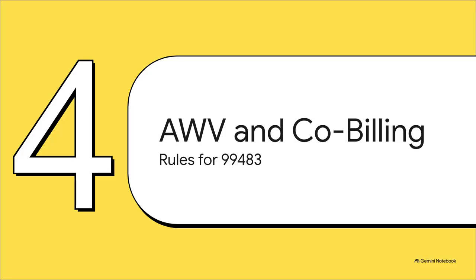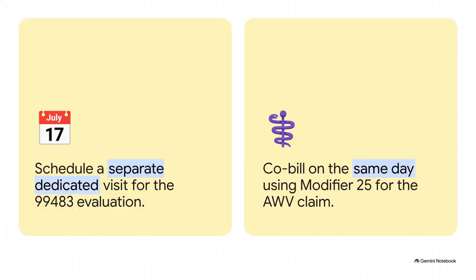Part 4. AWV and co-billing rules. So, when you're conducting a Medicare annual wellness visit, you know you're already required to screen for cognitive impairment, right? But what if that screening uncovers a serious problem? Well, you've got two paths here. You can either schedule a dedicated separate visit for a later date to run the full $99,483 evaluation, or you can co-bill on the exact same day.